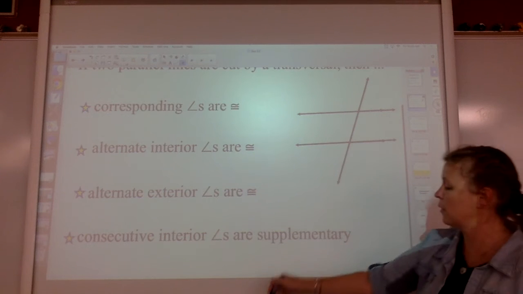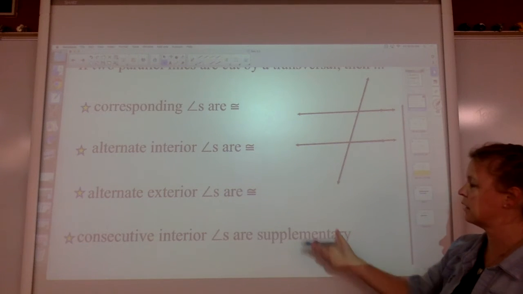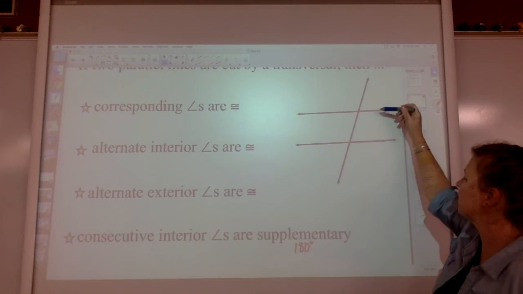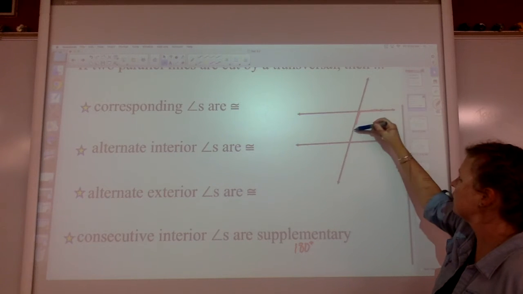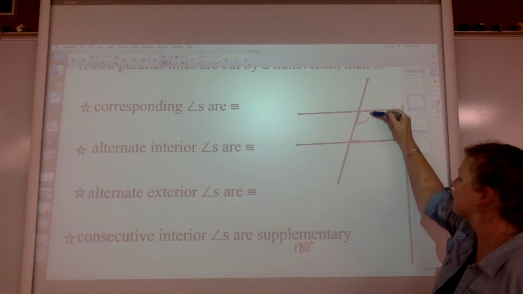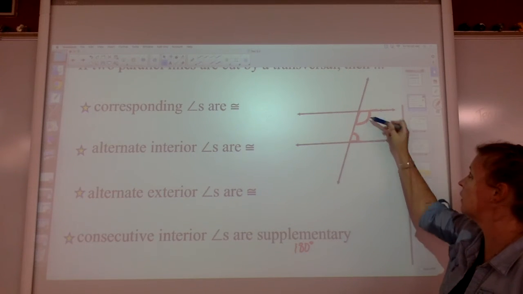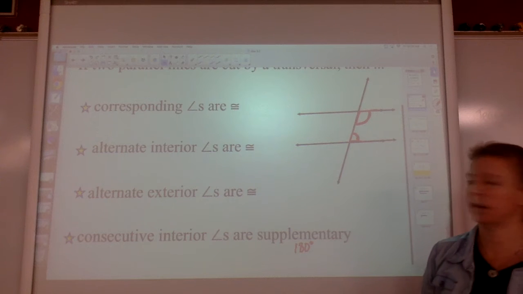So do you have to memorize that consecutive interior angles are supplementary, add up to 180 degrees instead of congruent? I don't know. Do you have to memorize it, or can you just tell by looking? This is definitely large and obtuse. This is definitely small and acute, and together they're going to add up to 180.